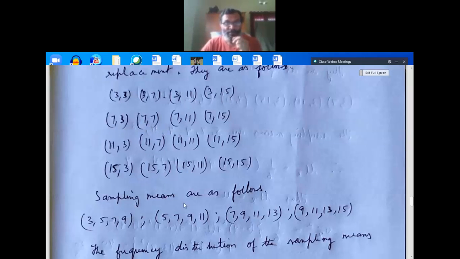7 plus 7 is 14, so 7. 7 plus 11 is 18, that is 9. 15 plus 7 is 22, so 11, divided by 2. 2 items means divide by 2, 3 items means divide by 3, so add and take the average. 11 plus 11 is 22, that is 11. 11 plus 15 is 26, by 2, 13. 15 plus 3 is 18, divided by 2, 9. 15 plus 7 is 22 by 2, 11. 15 plus 11 is 26 by 2, 13. 15 plus 15 is 30 by 2, 15. So these are the sampling means.